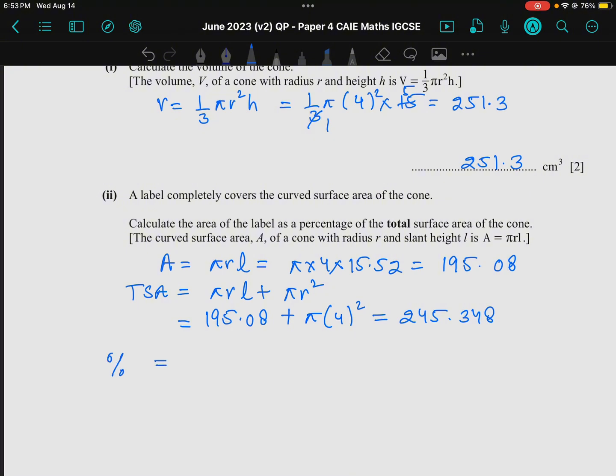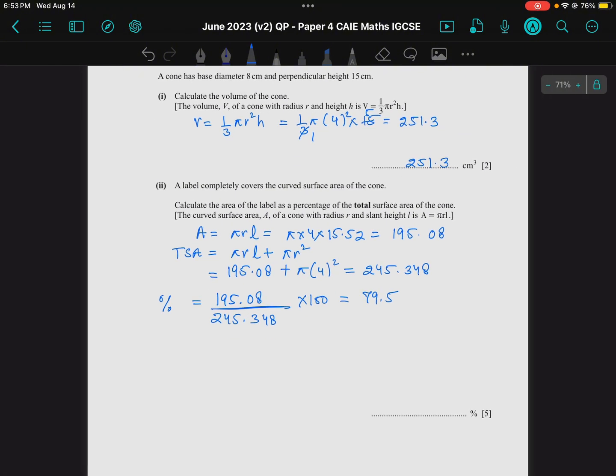So percentage is equal to, calculate the area of the label. Label area is only the curved surface area, that is pi rl, which is 195.08, divided by the total area, which is 245.348, multiplied by 100. So your answer is 79.5, 79.5% answer.